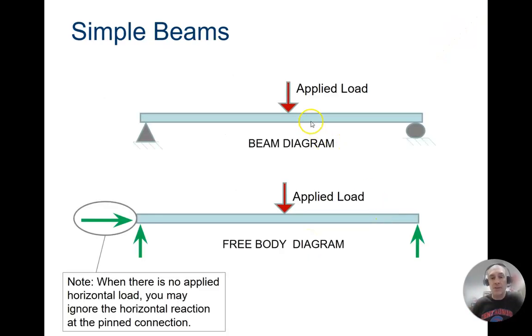For simple beams, and this is what we're going to be looking at, you'll have a fixed spot and an applied load somewhere generally on top of the beam. So it's going to be our beam diagram. And when there's no applied horizontal load, you can ignore this horizontal reaction at the pinned connection. And largely that's what we're going to be doing. We're not going to have horizontal loads. We're just going to have 2 fixed edges, and we're going to have a downward force.